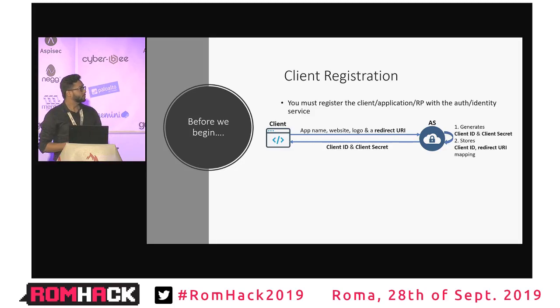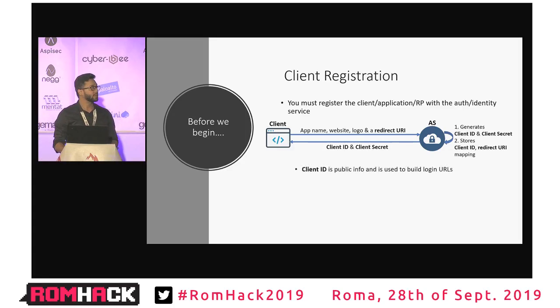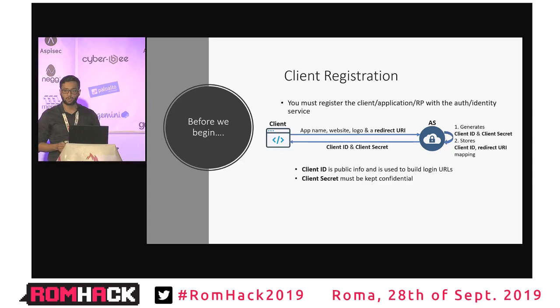We'll be using the client secret when we're learning about the OAuth flow. It is used for client authentication with the auth server. The client ID, as expected, can be public information, but the client secret must be kept confidential at all times.